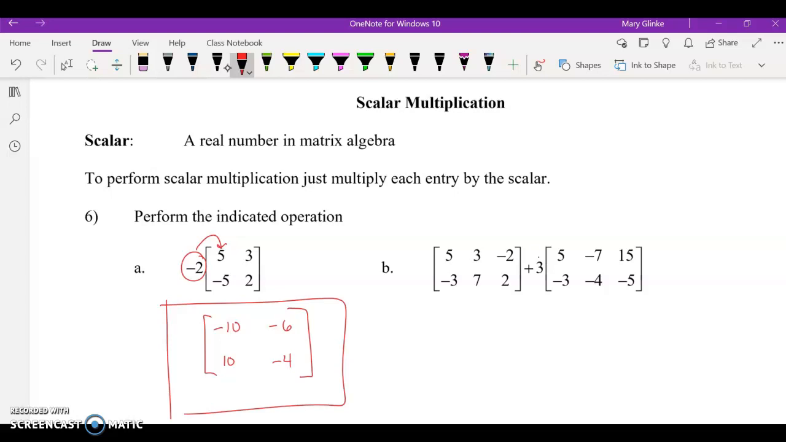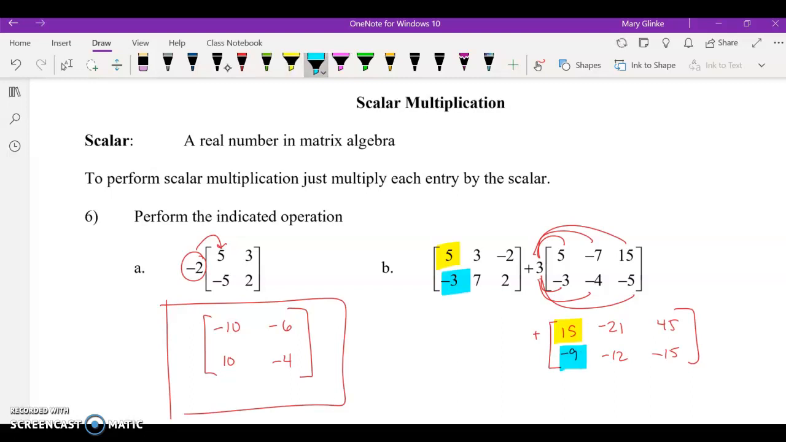For B, I would like to scale my matrix first. So I'm going to scale that second matrix by a factor of 3 and then combine them through addition. So go ahead and multiply each term by 3, and now you can combine all of the items that are in the corresponding spot. So our final answer would be 20 and -12 for your first row, -18 and -5 for your second row, and 43 and -13 for your third row.